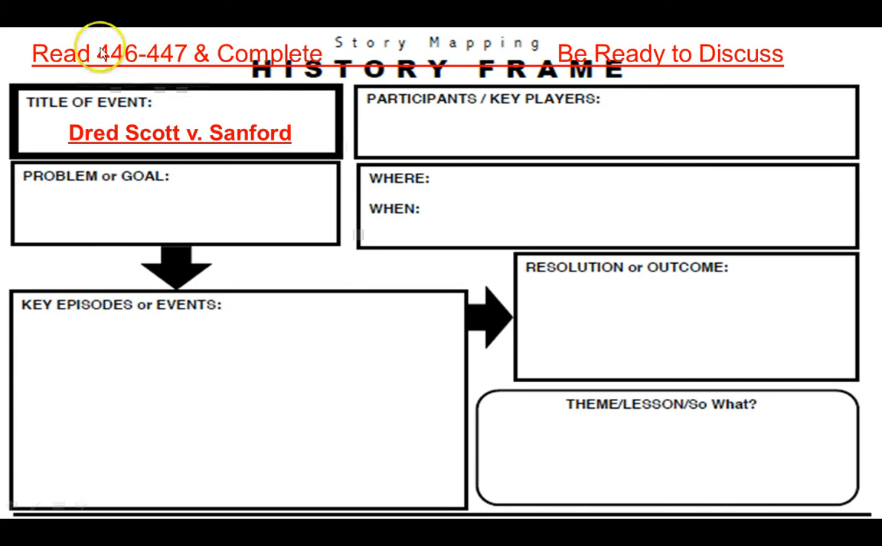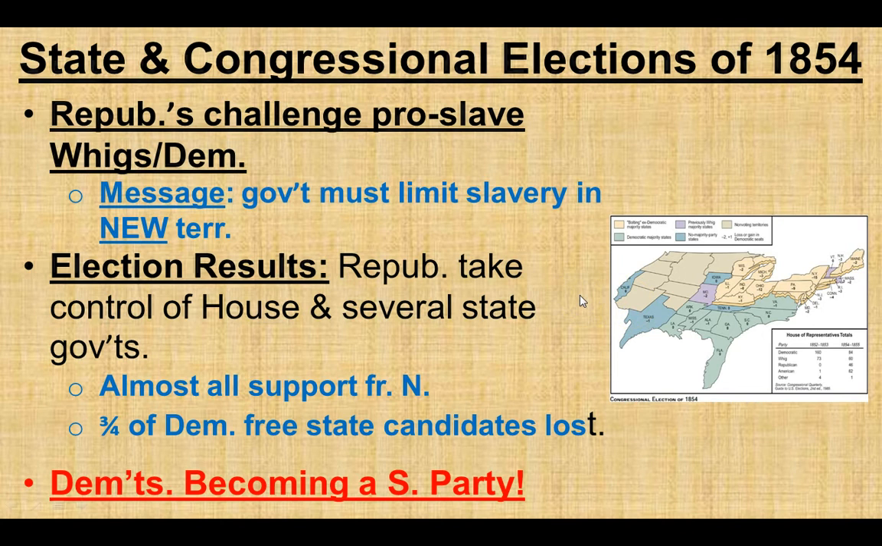In these pages in the old book, there are some short readings on the Dred Scott versus Sanford case that you could summarize, or you could summarize them out of the notes and create this kind of a graphic organizer. What are the lasting effects? What's the resolution or outcome of the Supreme Court case right here in this area? You can do this graphic organizer or some variation of it.